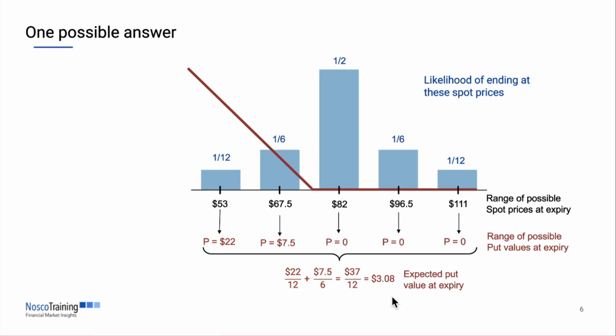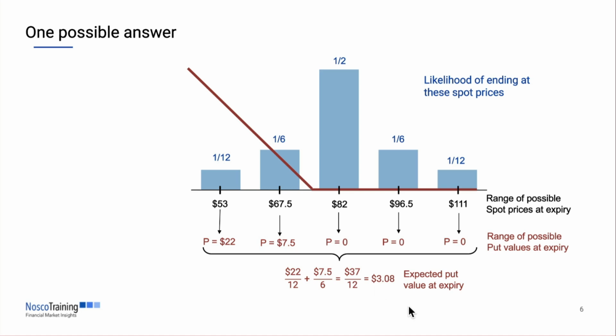And now, very simple, I just calculate the expected value of the option at expiry. The option has a value of 0 with a chance of 9/12. There's a chance of 1 divided by 6 that the option has a value of 7.5. There's a chance of 1 divided by 12 that the option has a value of 22. So I add that together, and I get an expected option value at expiry of 3.08.